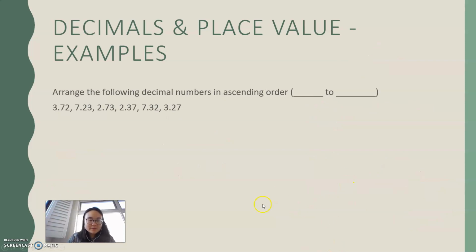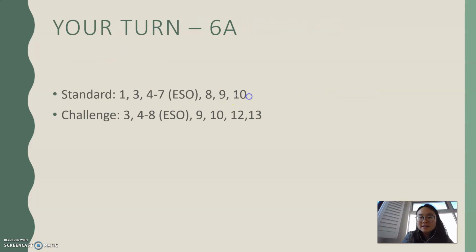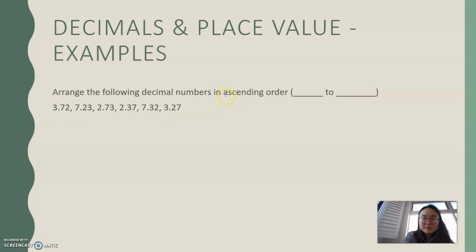Okay, the last type of question that you'll be asked to complete is to arrange a bunch of decimals in ascending or descending order. So I think people are still getting confused between the difference. Ascending is when you go from smallest to largest. Descending, on the other hand, is when you're going from largest to smallest. So you're essentially decreasing.